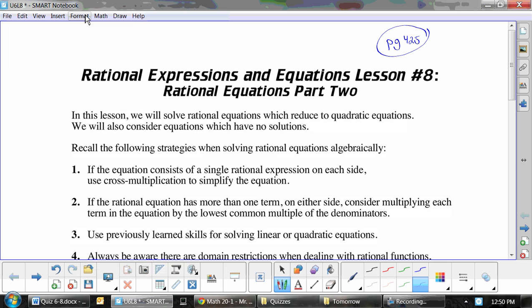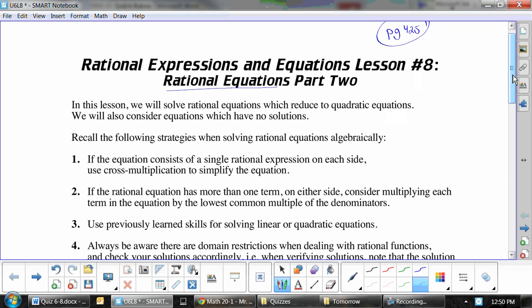Okay, so today is part 2 of rational equations. Based on what we did yesterday, we're actually not doing a whole lot of new stuff, which is nice for us.